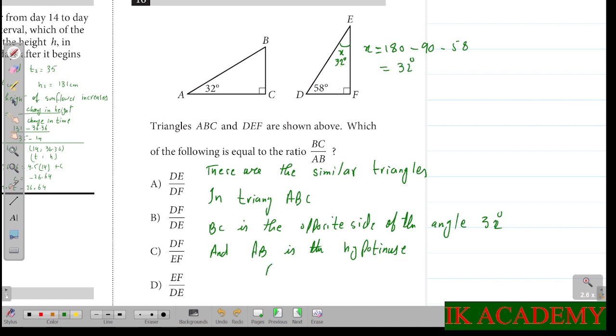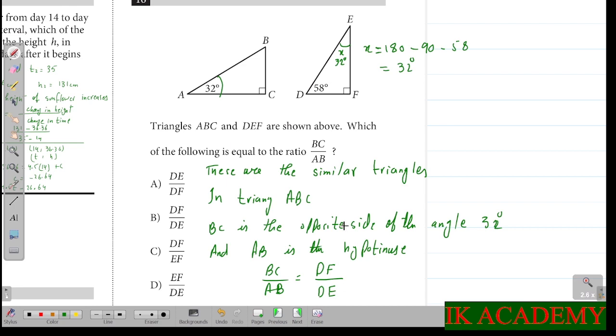It means BC over AB is equal to the opposite side of the 32 degree angle, and here the opposite side of 32 degrees is DF, and the hypotenuse of the triangle DEF is DE. It means the ratio in triangle ABC, which is BC over AB, will be equal to the ratio in triangle DEF, which is DF over DE.